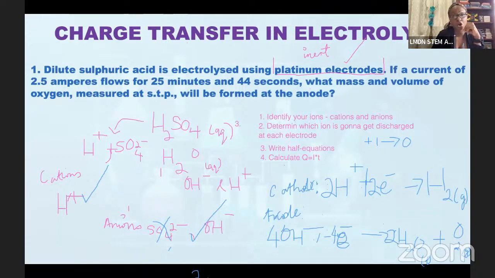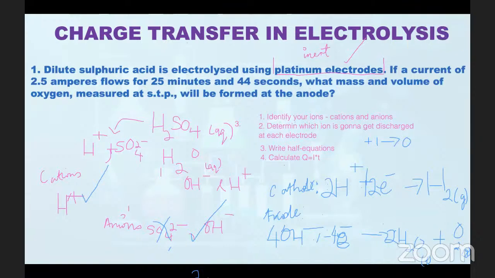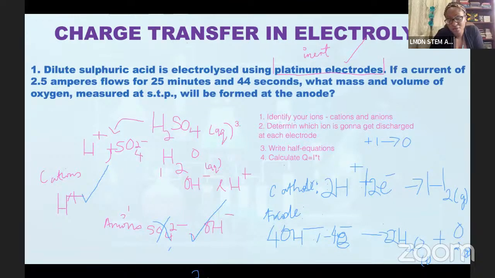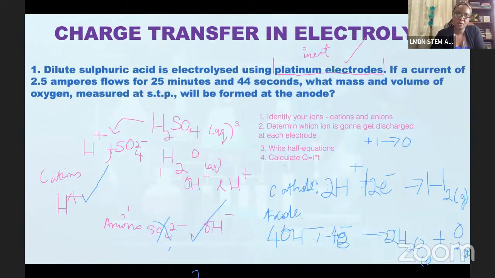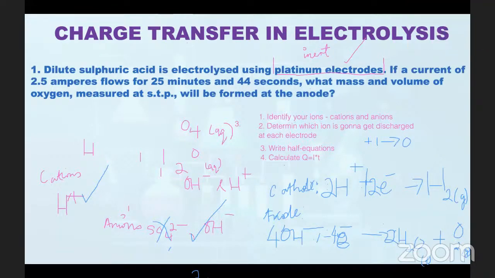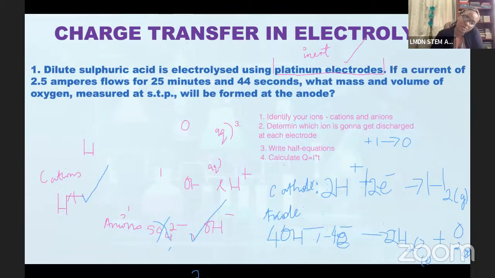And you have to convert all of that to seconds, because we're working in SI units, we can't use minutes. So we have to convert the 25 minutes and 44 seconds all into seconds. So what's the time that we're using to find Q? 1,544 seconds. Okay. So what's the Q? 1,544 seconds times the 2.5 amperes gives you what? 3,860 coulombs. Okay, that's great.